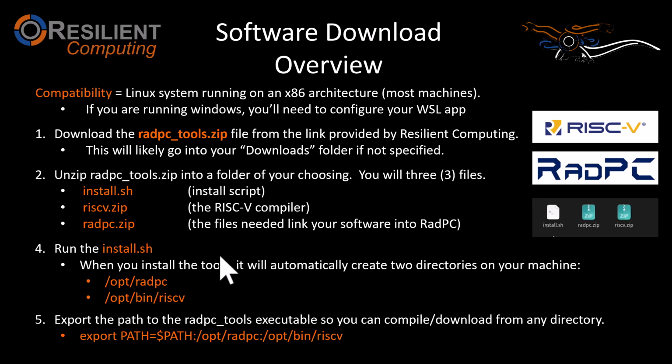You're going to run the install script, and when it does, it's going to copy over and install just like a traditional program would be, and it's going to create two folders on your /opt drive on your Linux box. One's going to be RadPC, and then one's going to be bin/RISC-V, and these are where all the software tools are that allow you to compile, make, and download. So in order to use those from any location within Linux, we're also going to ask you to export the path to both of those locations.